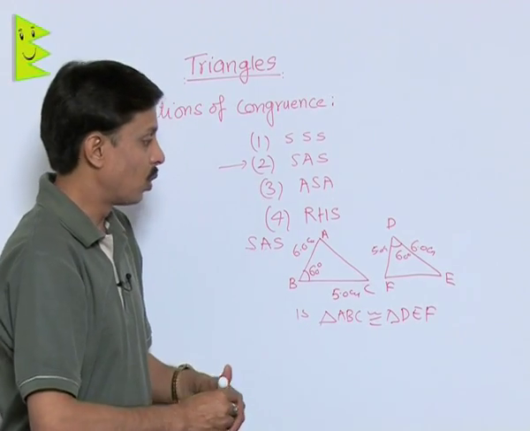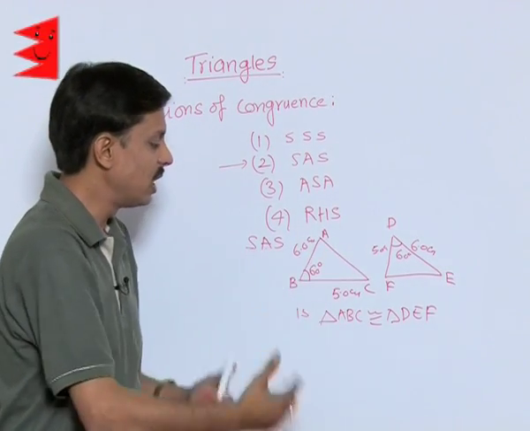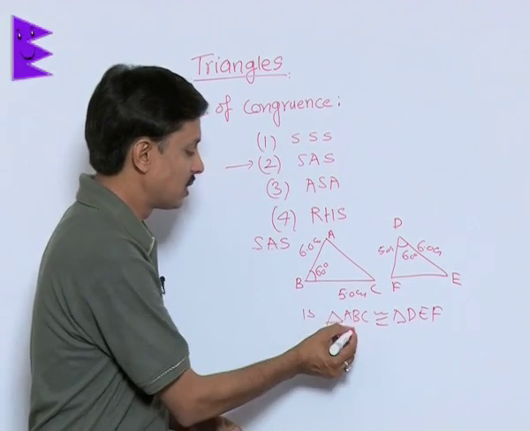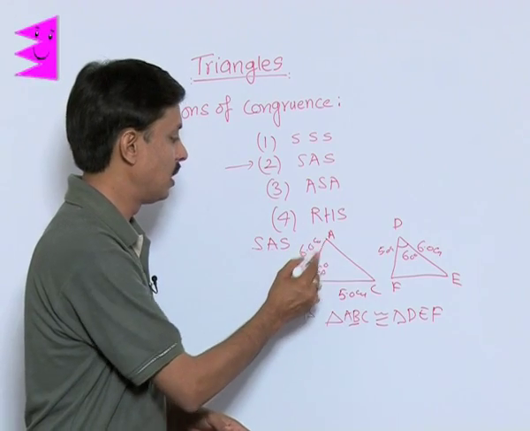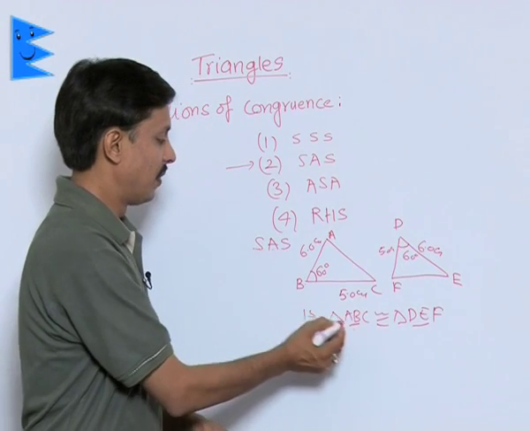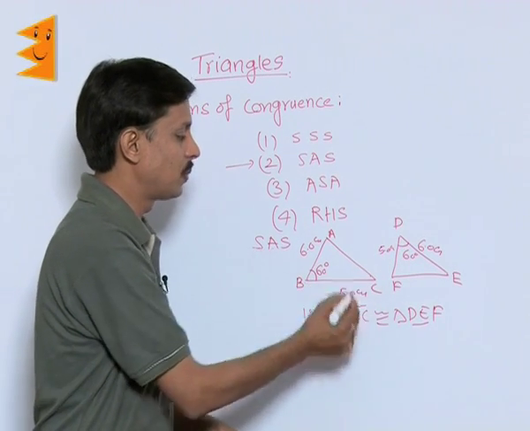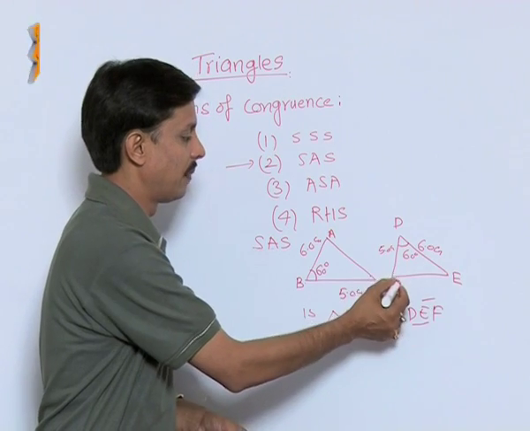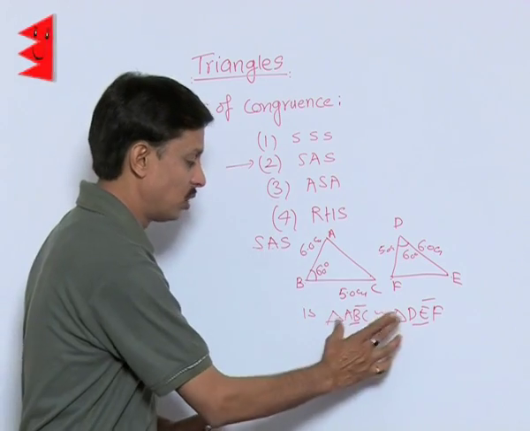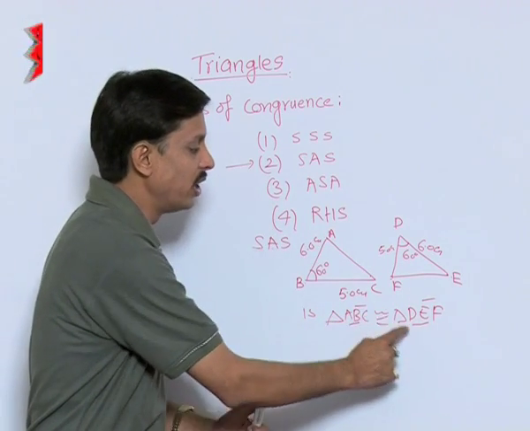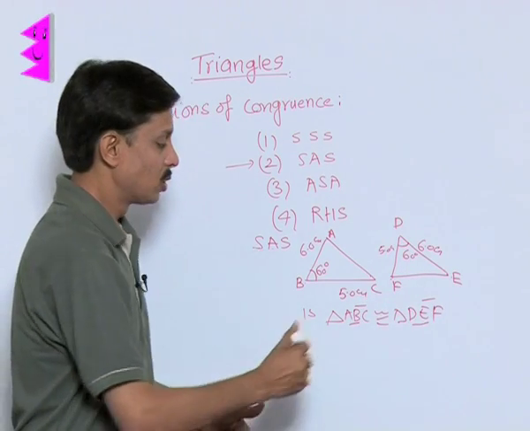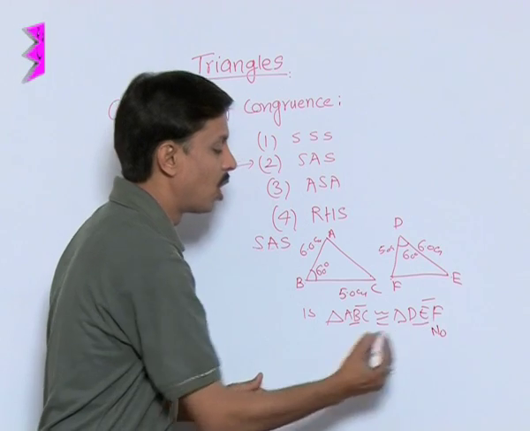In first observation it seems to be, but as per the order, AB is the first side and the length of AB is 6. Here DE is the first side, length is 6. Then the second, BC, is 5. Here the second is EF, which is not given. So we need to change the order of F and E. So we say it is not congruent.